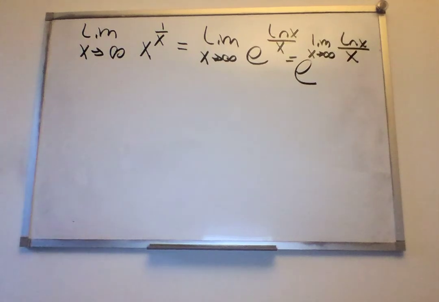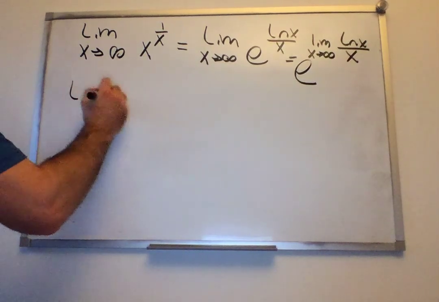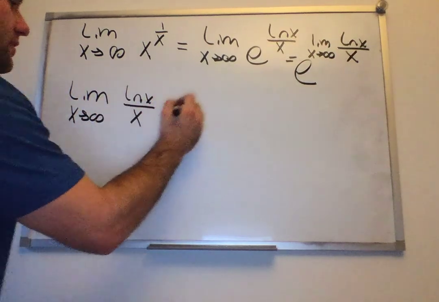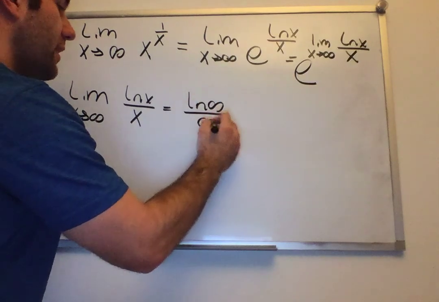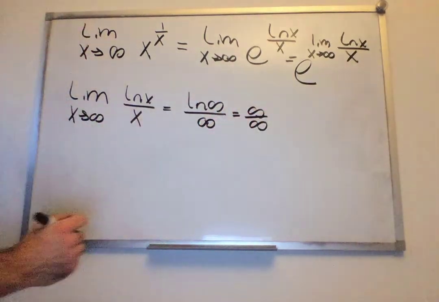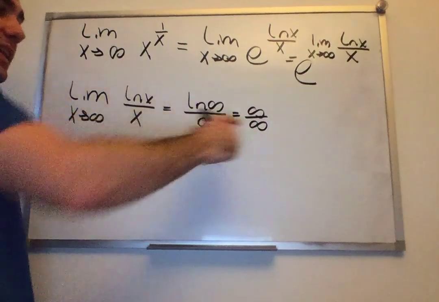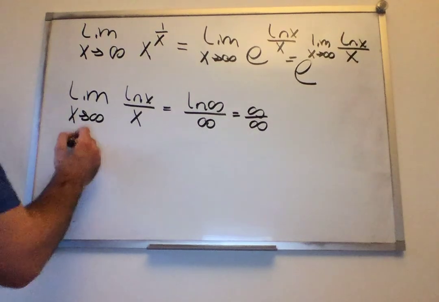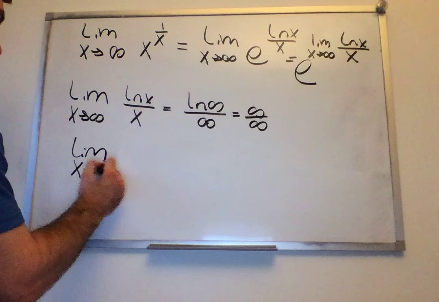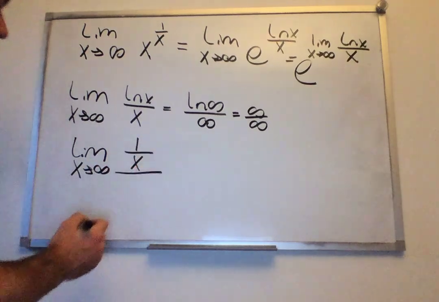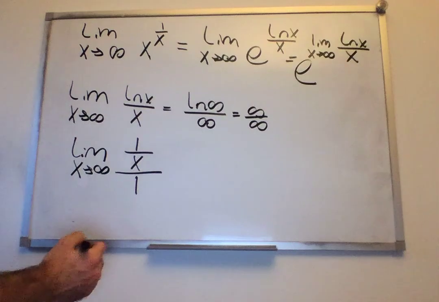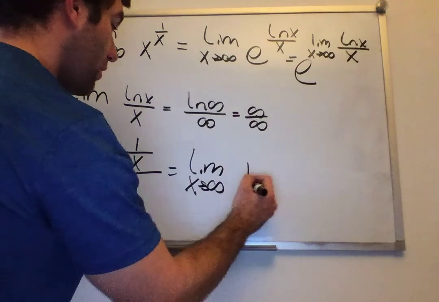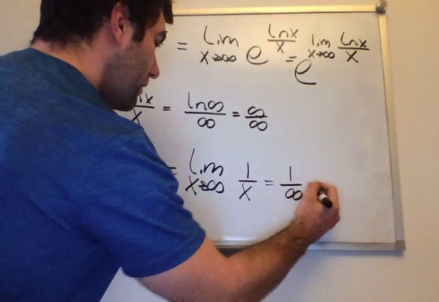So let's evaluate that limit instead. Limit as x goes to infinity of ln of x over x. We get ln of infinity divided by infinity, which is infinity over infinity. Hey, look at that. Exactly the form we needed. Let's apply L'Hopital's rule. Limit as x goes to infinity of 1 over x divided by the derivative of x, which is just 1. So this is the limit of 1 over x, which is 1 over infinity, which is equal to 0.